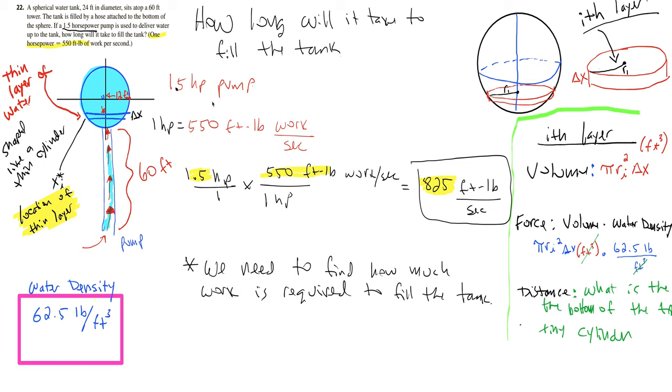So we have to think also, what is the state before moving the water? And what is after moving the water? Before moving the water, the tank is empty. After moving the water, the tank is full of water, right? So we subdivide the water layer by layer and consider how much work is needed to fill in that particular layer.